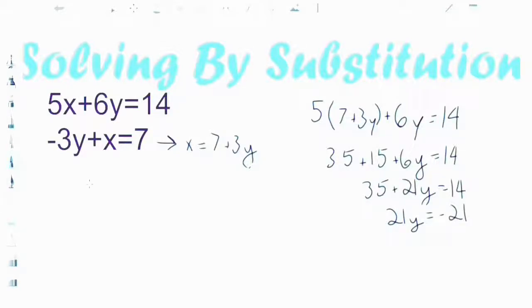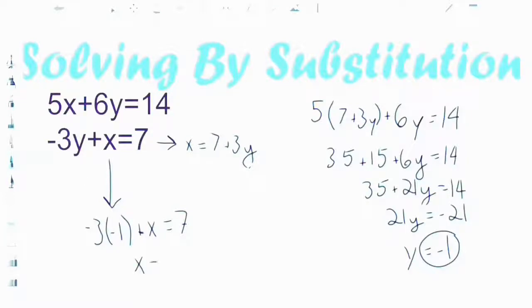Which then makes y equal negative 1. Then you put that back into your other problem. And then it's negative 3(negative 1) plus x equals 7, which then goes to x equals 4. And then your coordinate point is 4, negative 1.